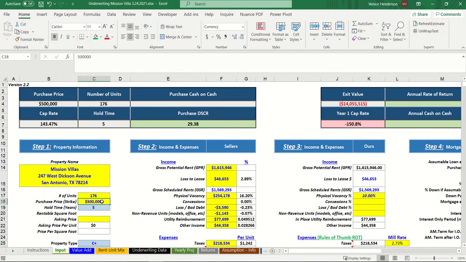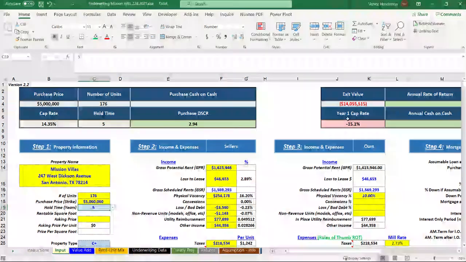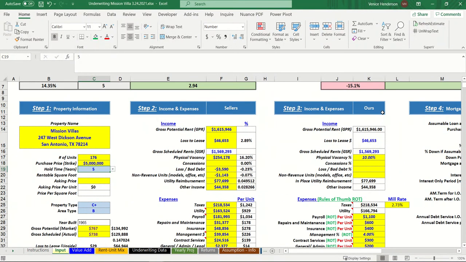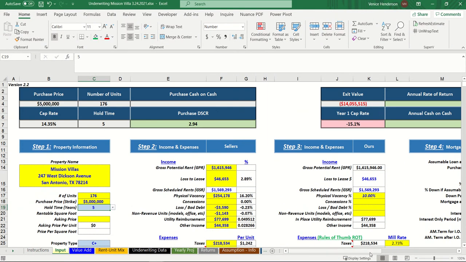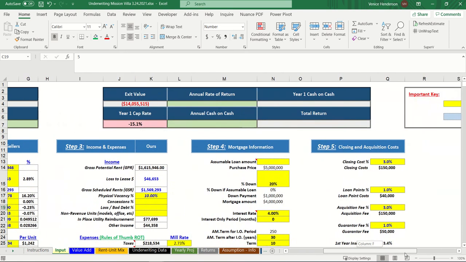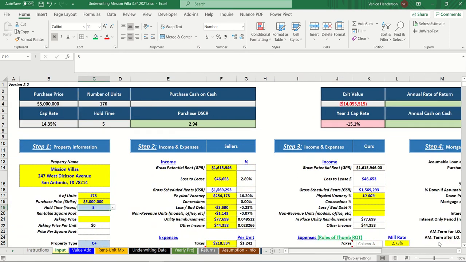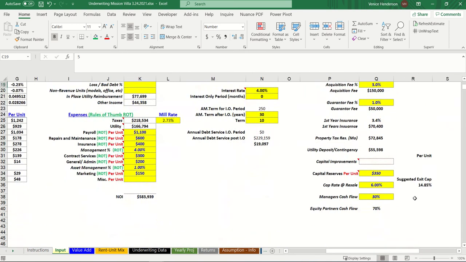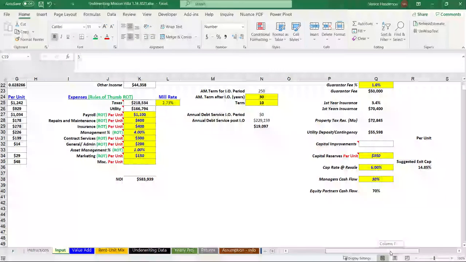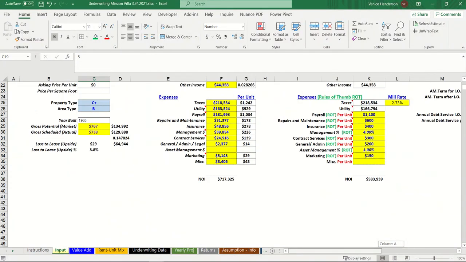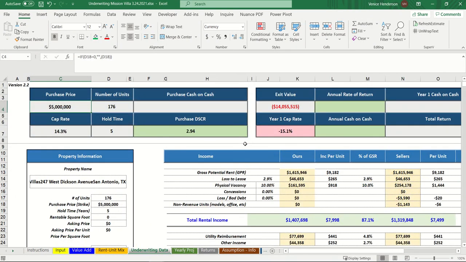Missing a zero. Wow, it's saying it's going to be worth $14 million if we exit. I don't know why I'm over here. I need to come to my underwriting data to see what happens.